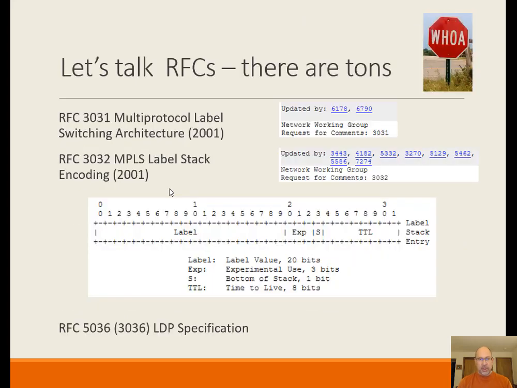So there are tons of RFCs. We're just going to talk about a couple of them. So RFC 3031 is the architecture, and you can see that this particular RFC is updated by a couple of more. The label stack encoding that describes how that is built. So that image there in the middle of the screen showing the label and the EXP and the TTL, that is from the original label stack encoding. And you can see that there's a whole bunch of RFCs that updated this one. And then, of course, another one that's important to us, at least for this set of videos, is RFC 5036 that has the LDP specification, and that obsoletes 3036.